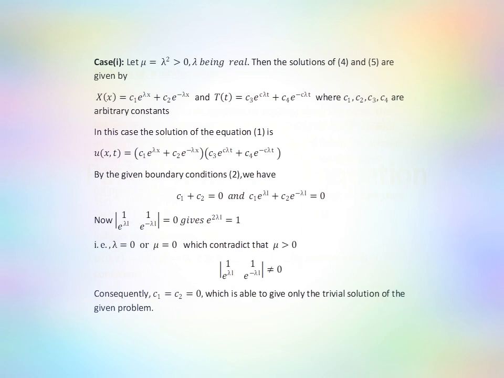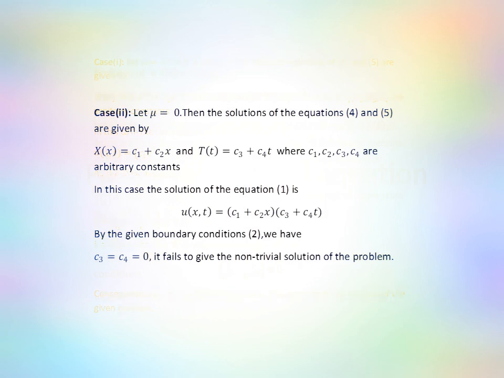We assumed in case 1 that mu is strictly greater than 0. So now this determinant is non-zero. Consequently c1 equal to c2 equal to 0, which gives only the trivial solution of the given problem. We are interested in a non-trivial solution.